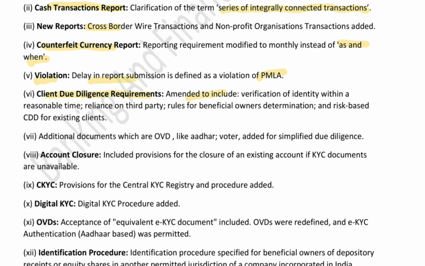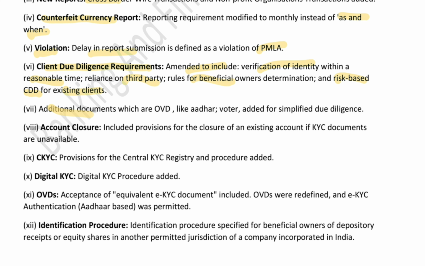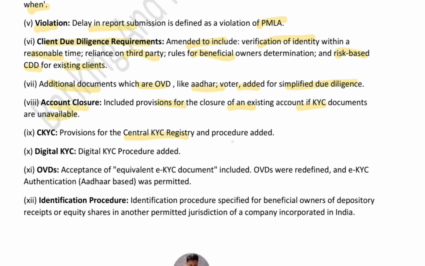It was amended to include the verification of identity within a reasonable time, reliance on any third party, rules for beneficial owners determination, and a risk based CDD for existing clients. Then the additional documents which are officially valid documents like Aadhaar or voter ID were added for simplified due diligence. Then for account closures, provisions for the closure of existing accounts if KYC documents are unavailable were added in the amendments. Then the central KYC registry and its procedure was added.